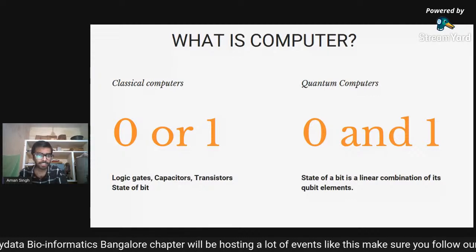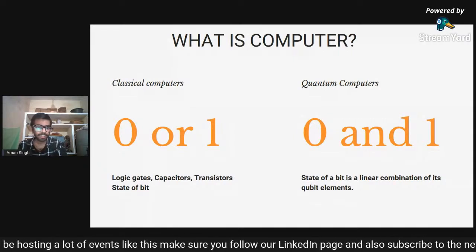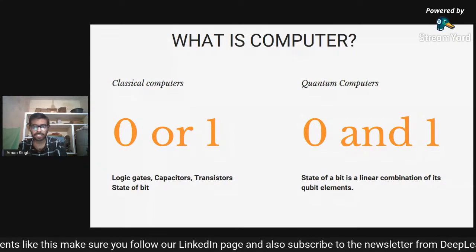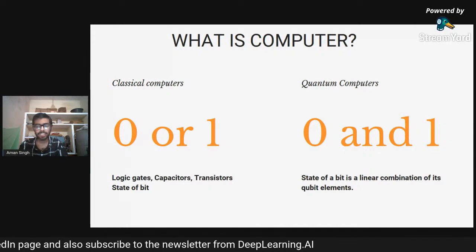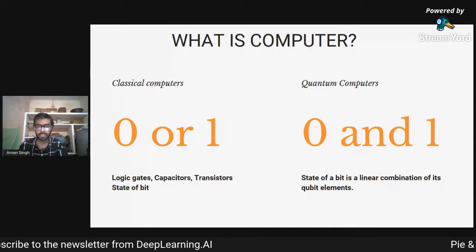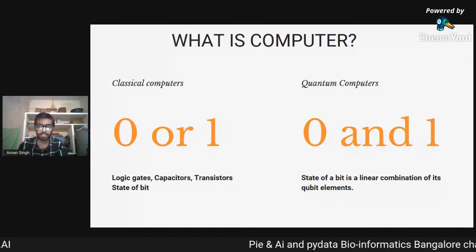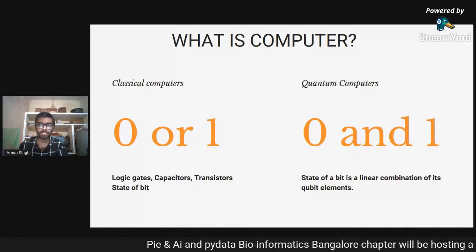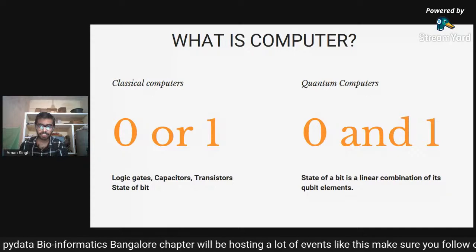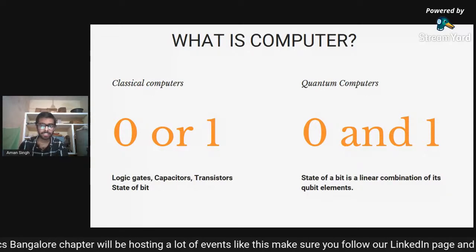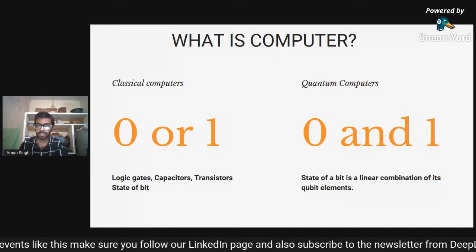In classical computers, the basic units by which we store information or states are 0 or 1. In quantum computers, it is not just 0 or 1. They can store many states using qubits. It is like a linear combination of vectors, of waves whose amplitudes are alpha and beta, alpha of 0 and beta of 1. In terms of qubits, they are explained differently when we study quantum computers.